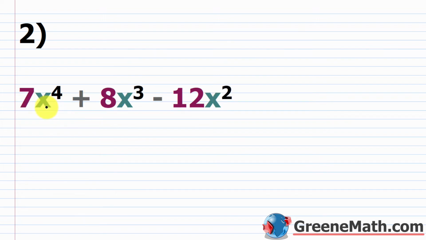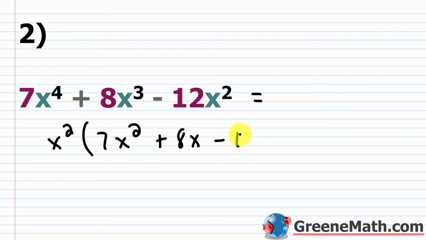But if you look at x to the fourth power, x cubed, and x squared, well, hey, everything has an x, and the smallest exponent is a 2. So the GCF, or greatest common factor, is x squared, so I can pull that out. Inside, I would have 7x squared plus 8x, and then minus 12.